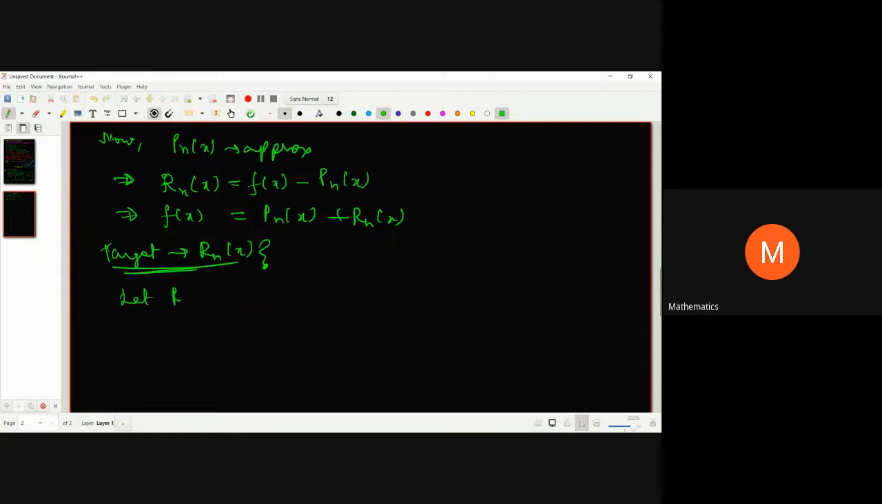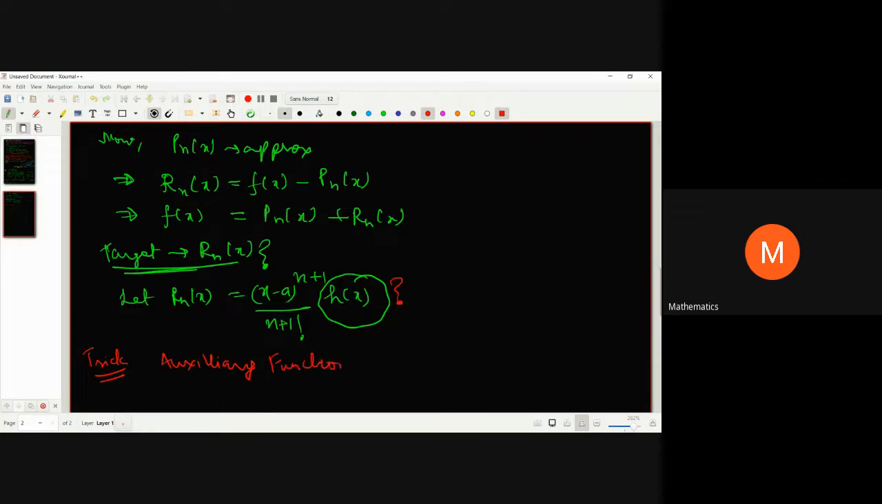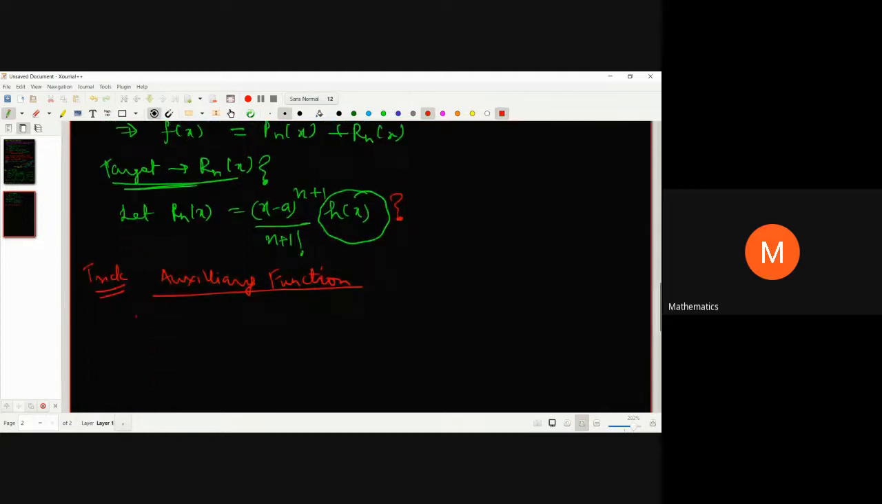So let R_n(x) be, the easiest choice we expect it to be, (x-a)^(n+1)/(n+1)! times h(x). Now this h(x) is not known to us, so we have to find this h(x). For this, here comes the trick: I will define a new function and call it an auxiliary function.